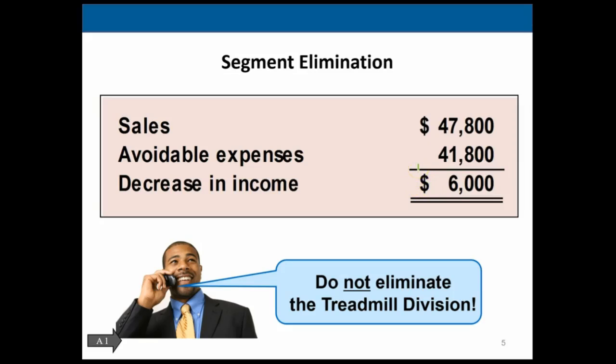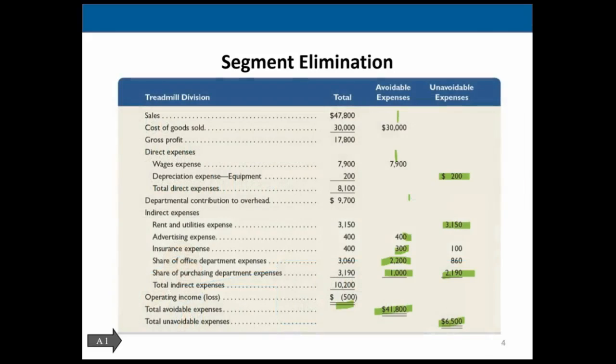So we should not, in that case, eliminate the division because they are clearing the amount that would be avoidable if they were eliminated. So they are on the positive side in that calculation. Therefore, the company as a whole is better off to keep the division, even though when we look at the operating income that we allocate through, we have a negative 500.